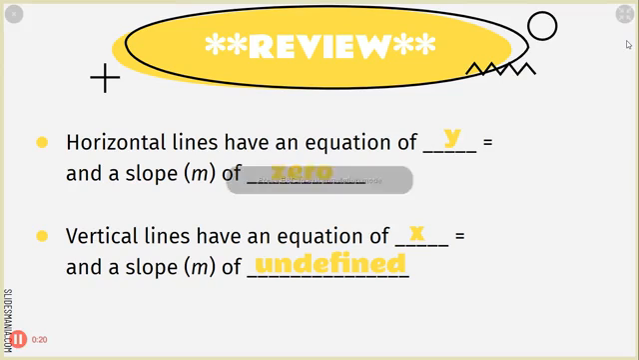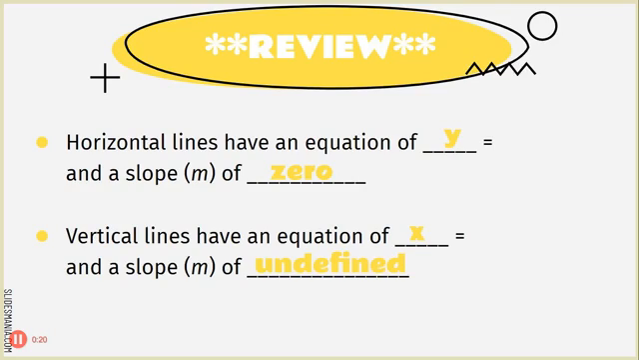We talked about how those are technically in slope-intercept form because they are technically written as y equals 0x plus whatever your y-intercept is. But 0 times x is just 0, so we don't ever write the 0x, and your equation ends up being just y equals whatever your y-intercept is, because 0x cancels out. And then we talked about vertical lines.